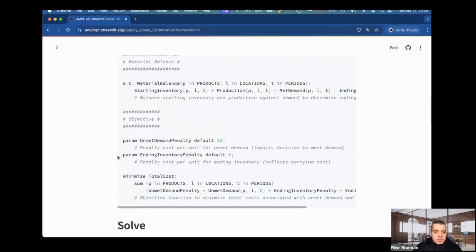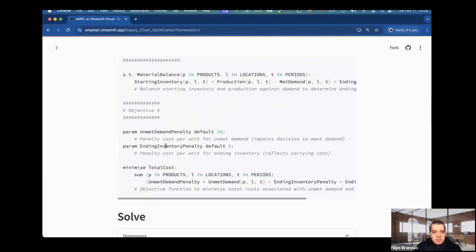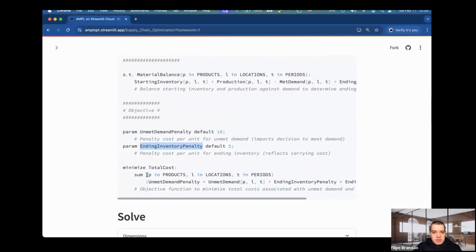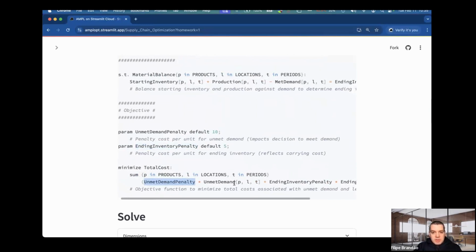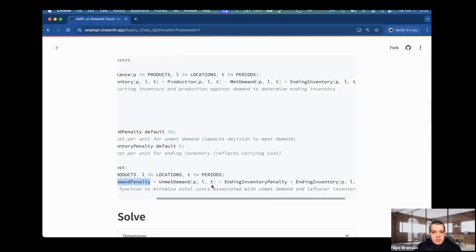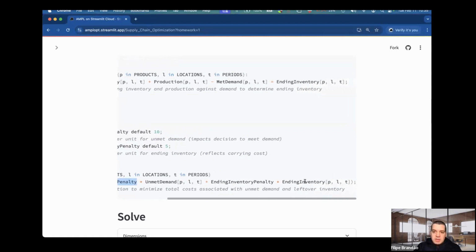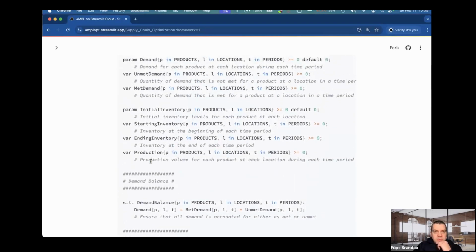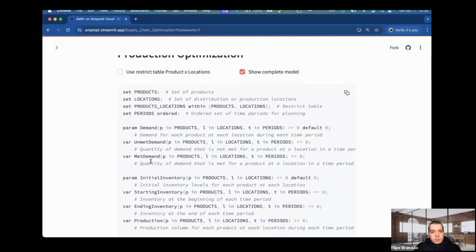And finally, after we have variables and constraints, we can also define objectives. Here we have that objective with the penalties. So we can use scalar parameters to configure these different penalties: unmet demand, ending inventory. And then here we have the objective expression. In this case, we are summing over products, locations, and periods, the unmet demand penalty times the amount of unmet demand, plus the ending inventory penalty times the ending inventory. And that's it. So once you know these concepts, you are ready to write models.